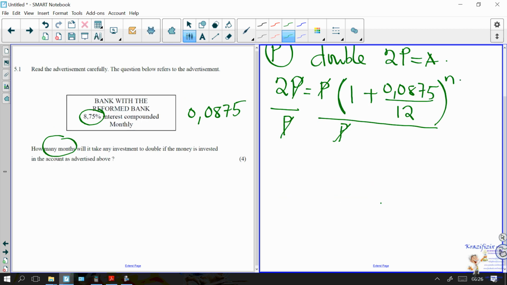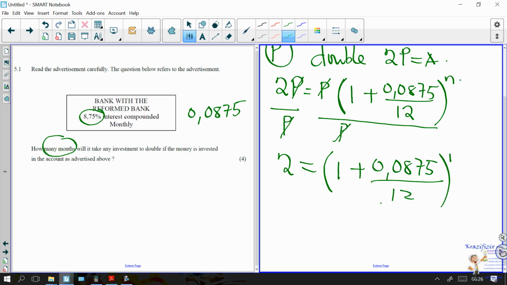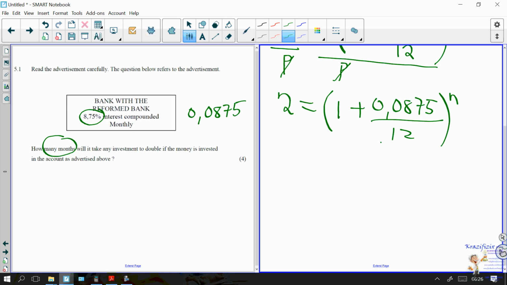You're left with 2 equals to, all right? Now, I want us to learn not to round off when we do our financial maths calculation. The more you round off, the more problems you're going to run into. Here, what do we need to do? We introduce our logs. All right, I need you to learn the logs.